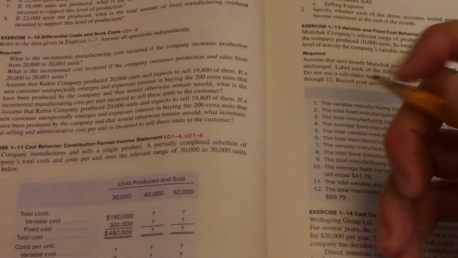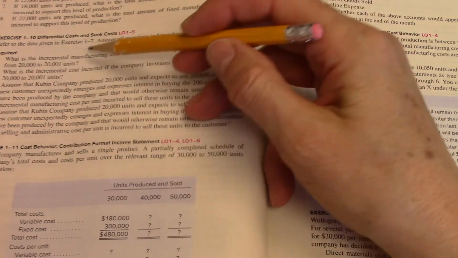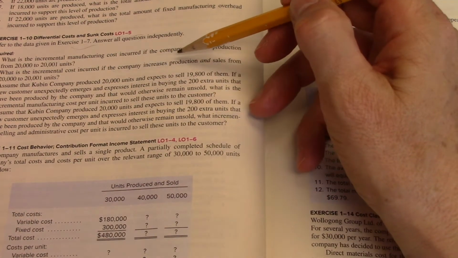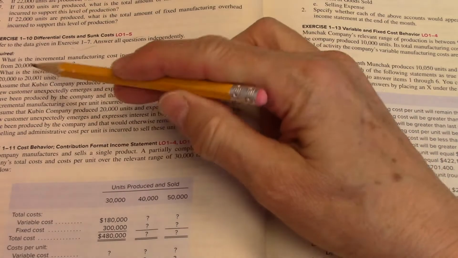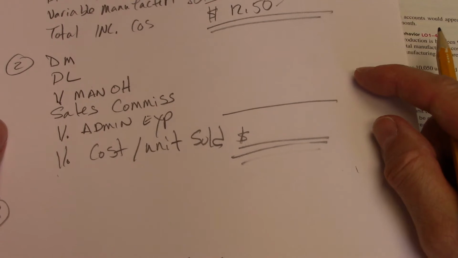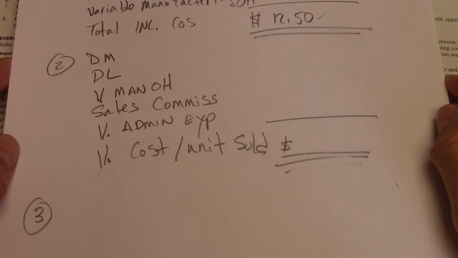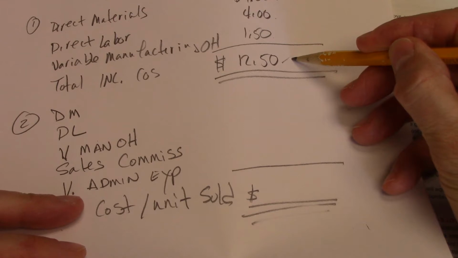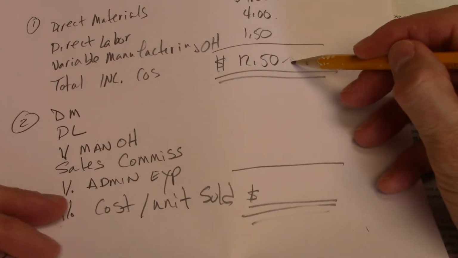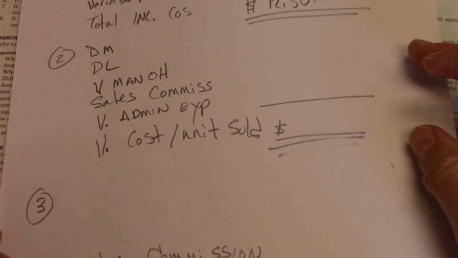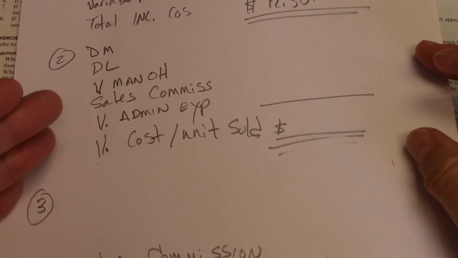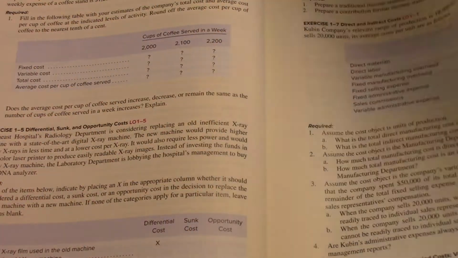All right. So part 2, what is the incremental cost incurred if the company increases production and sales from 20,000 to 20,001. So right, if it costs us something to sell a unit, well that's a relevant cost. So I need to figure that in, right? So this is the cost to make an additional unit, right? It costs $12.50 to make an additional unit. What does it cost me to make and sell an additional unit? That's what this is asking, right? An incremental cost for 1 more unit.